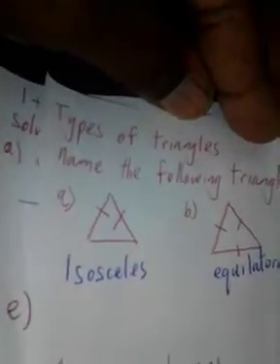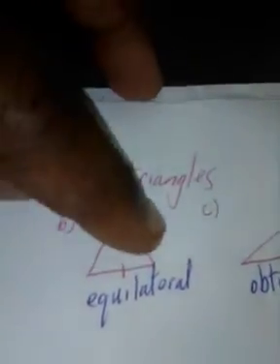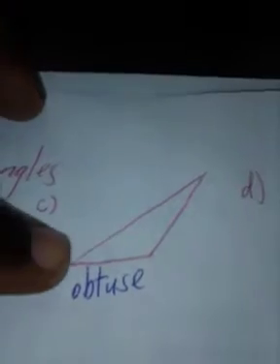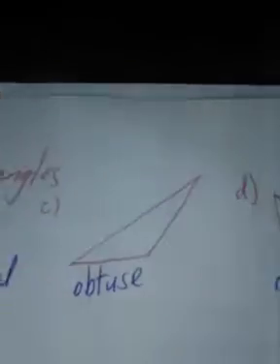Flipping over. Types of triangles. All of this is review. This is an isosceles triangle. These two sides are equal and the two base angles are equal. This is an equilateral triangle, all sides equal. This is an obtuse angle. One of the angles here is more than 90 but less than 180, obviously.